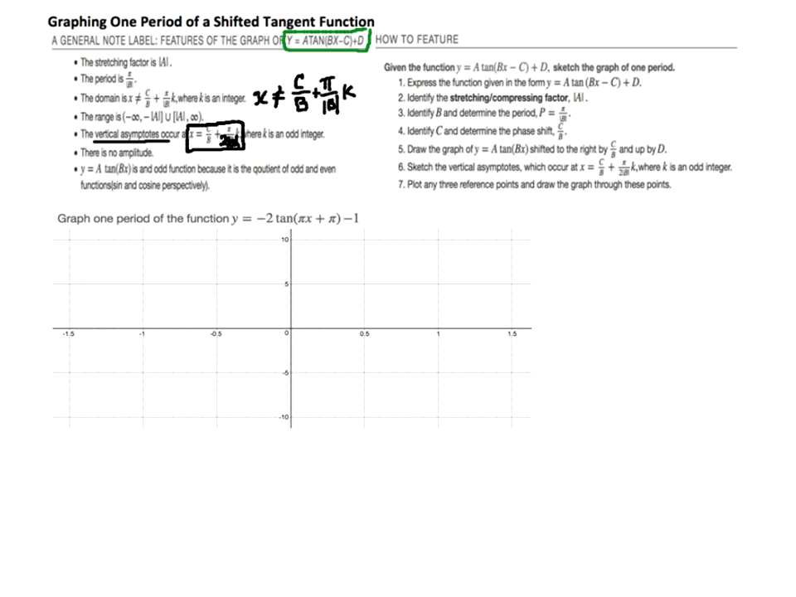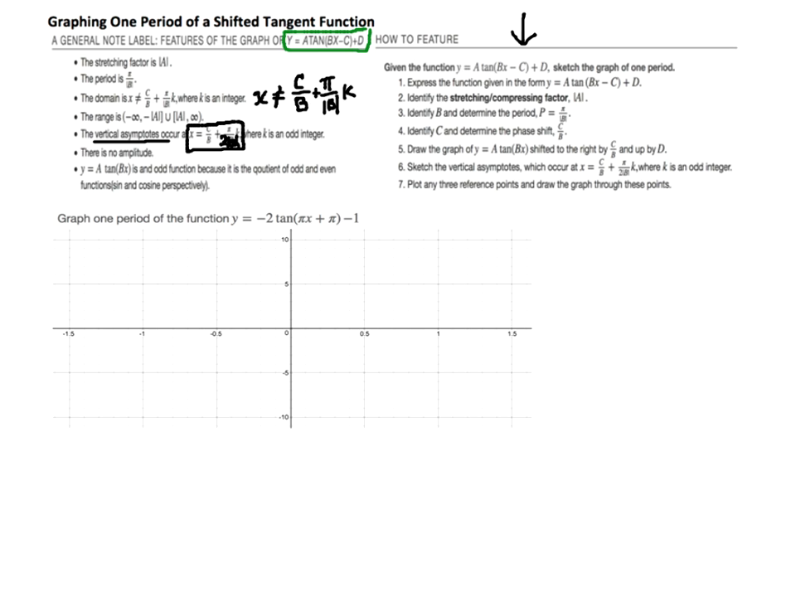Okay, so the range, you have negative infinity up to negative absolute value of a, and then absolute value of a to positive infinity. Okay, so let's walk through the steps of how to graph one of these things. And we'll use this example below here. We're given the example of y equals negative 2 tangent of pi x plus pi minus 1.